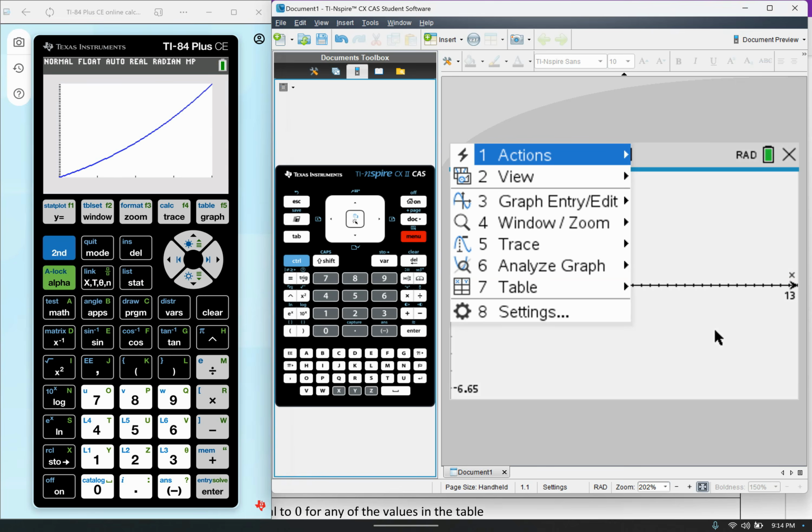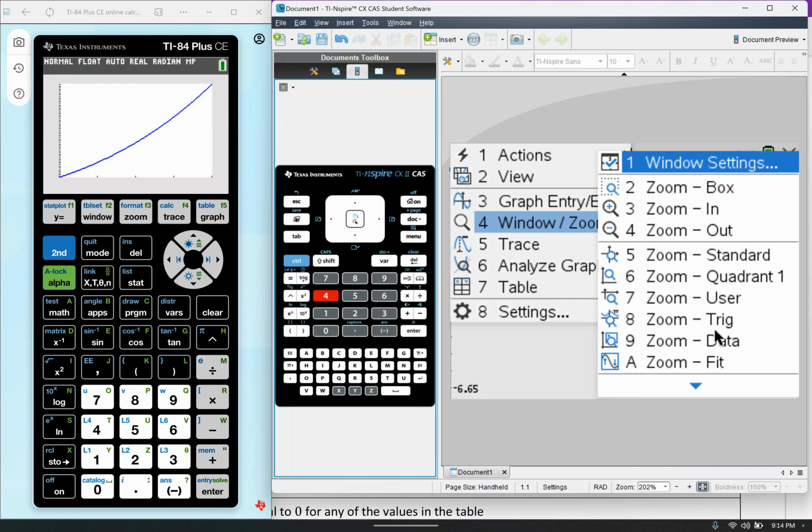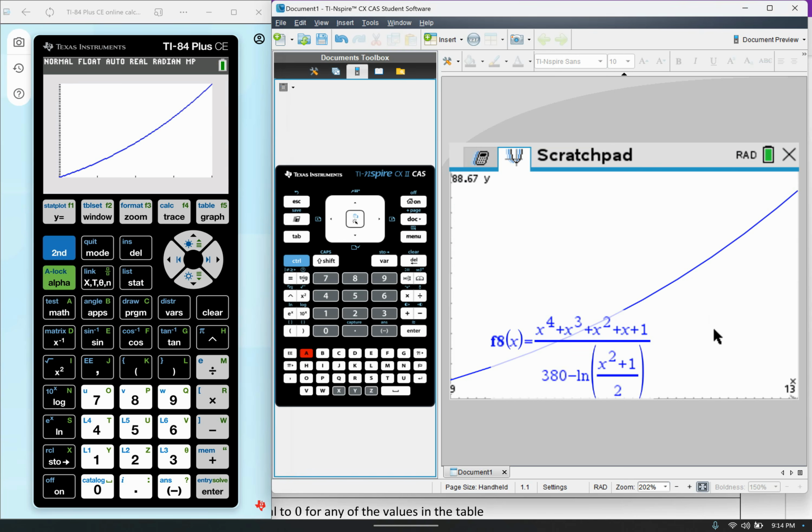And I'll do the same thing on the Inspire. So zoom, which is 4, and then fit, which is A. And we've got our graph. Now looking at that, that looks pretty darn continuous to me. Okay. Now, that's not maybe a great way to do this. We probably should actually set the natural log of x squared plus 1 over 2 equal to 380 and solve, but this is still a pretty good way to go.